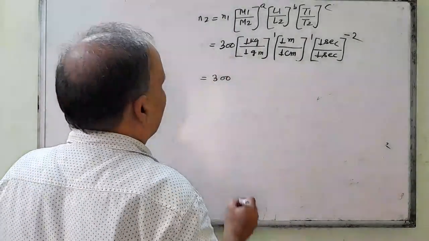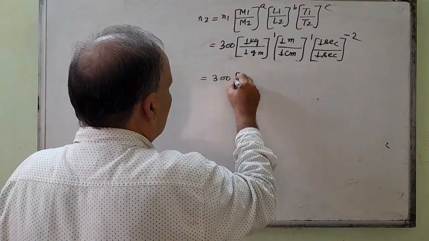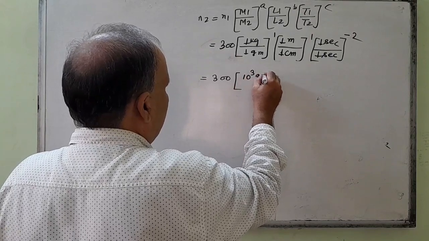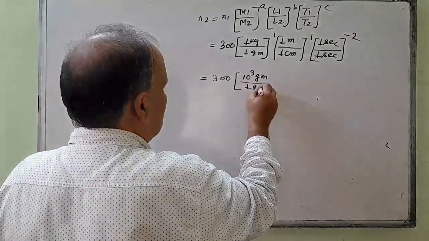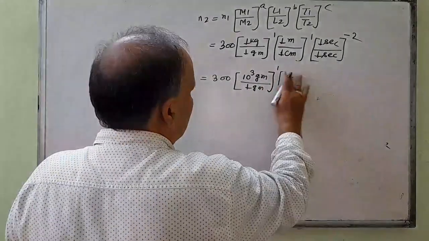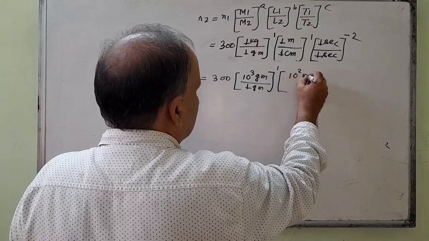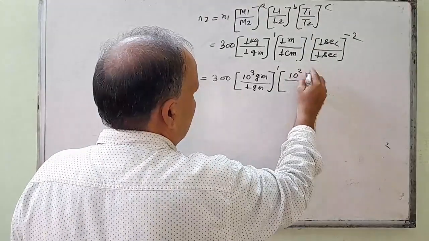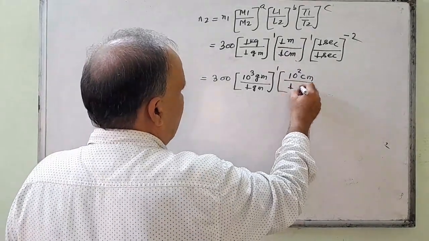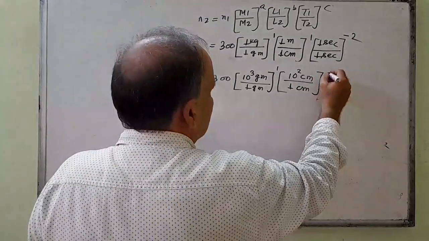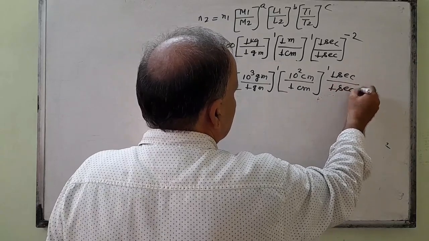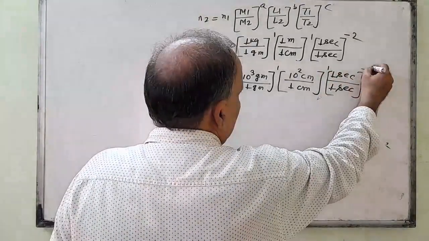That is equal to 300 into 1 kg is equal to how many gram? 10 to the power 3 gram divided by 1 gram. Don't change 1 gram to the power 1, into 10 to the power 2 centimeter, because you know 1 meter is equal to 10 to the power 2 centimeter, by 1 centimeter to the power 1, 1 second by 1 second, that is to the power minus 2.